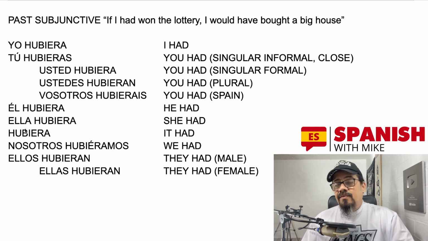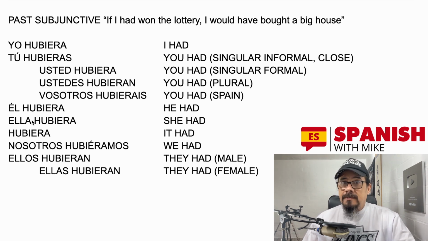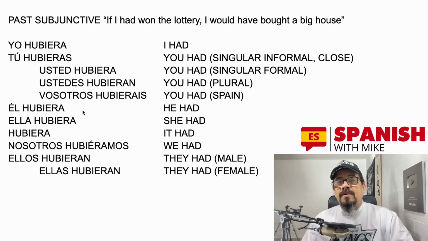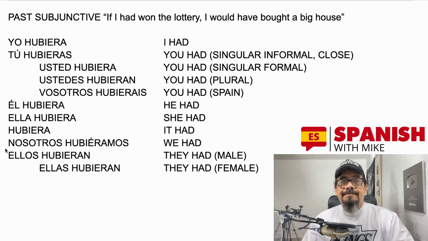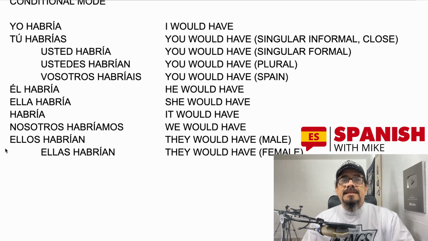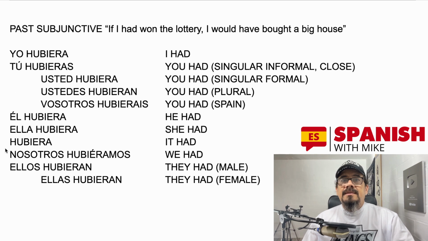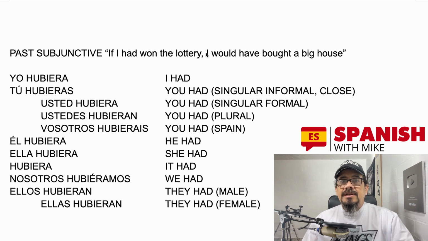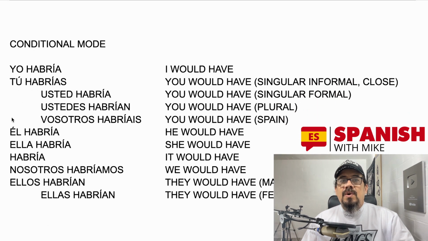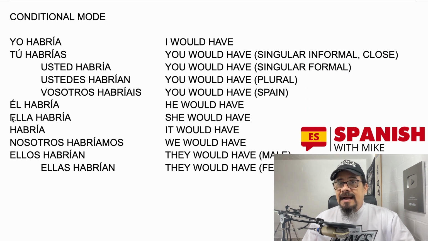As in this example, of course a clear third conditional: if I had won the lottery, si yo hubiera ganado. Si tú hubieras sabido, if you had known. Si él hubiera venido, if he had come, okay? And last but not least, the conditional mode, which would be this one. In the third conditional, the clause, I would have. So, yo habría, I would have.